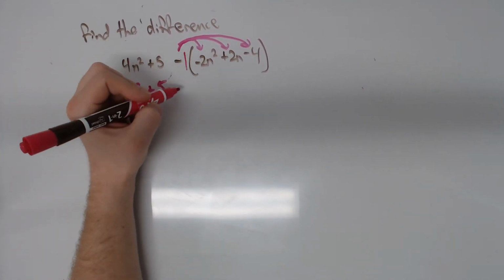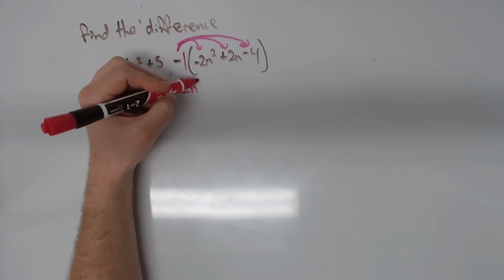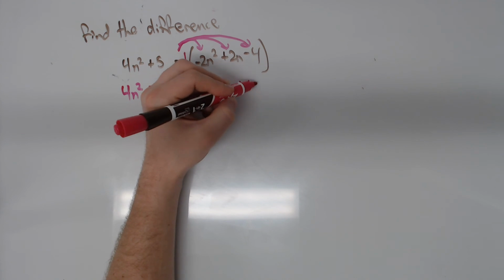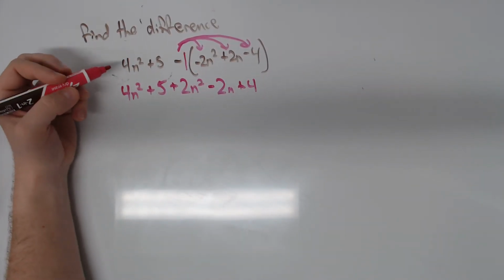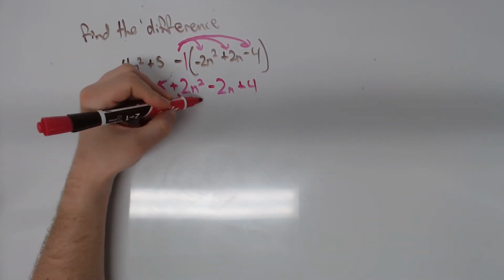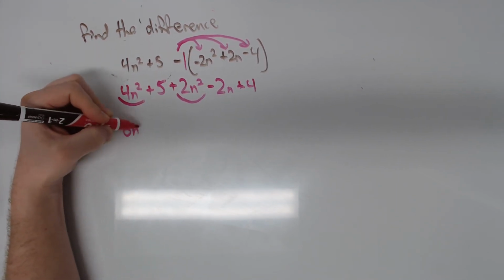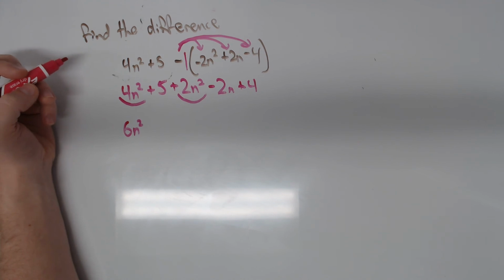So now it'll be a positive 2n squared, a minus 2n, and a plus 4. Now it's back to normal. Now I can look for matching terms. 4n squared, 2n squared, 4 plus 2 is 6. So I have 6n squareds.